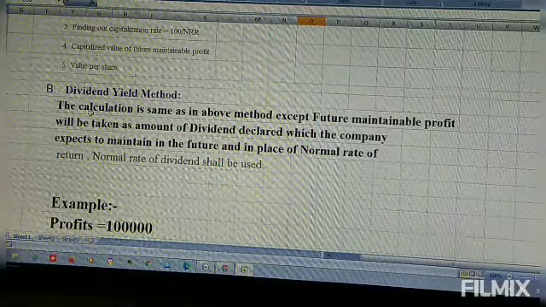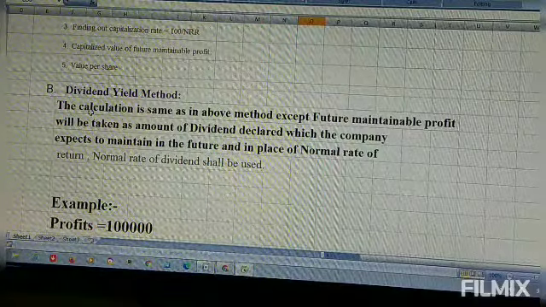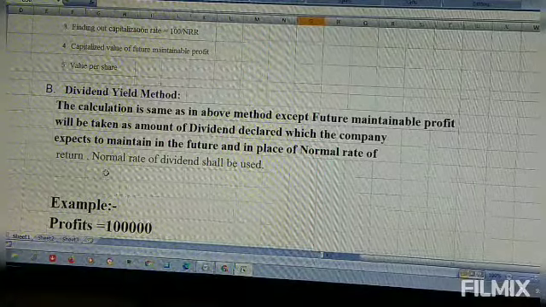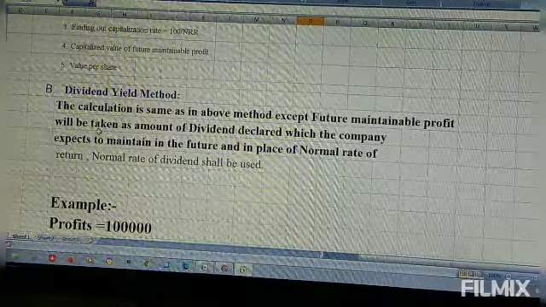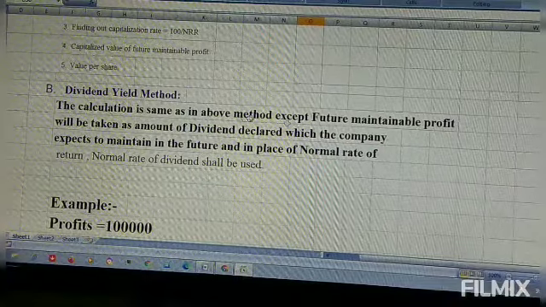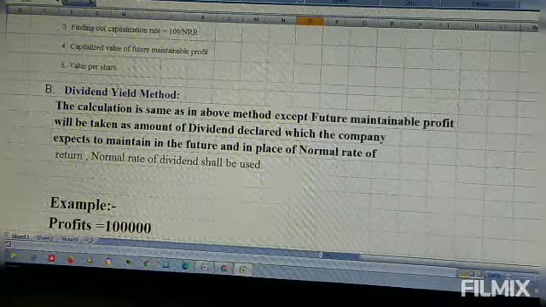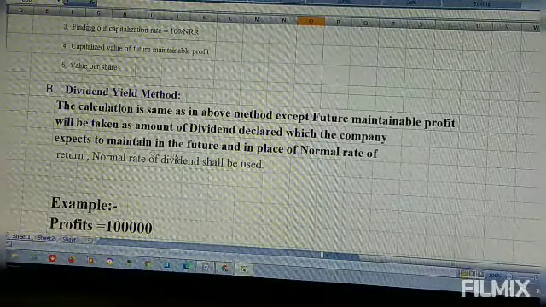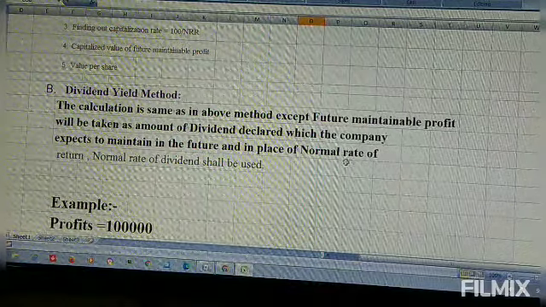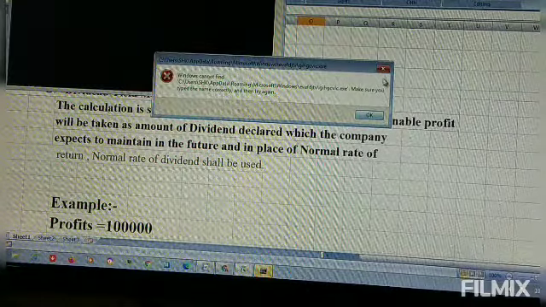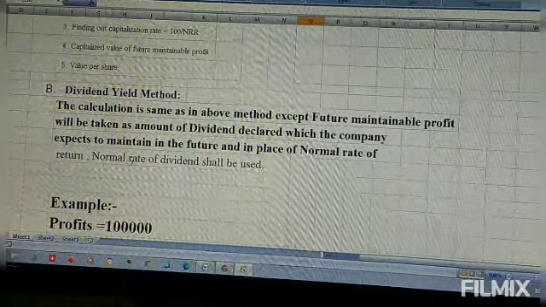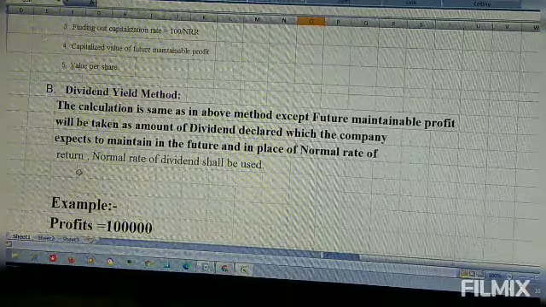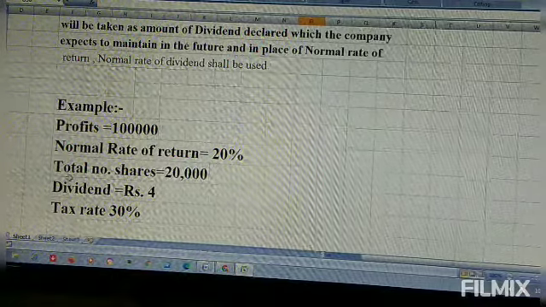Using that we have to capitalize. So we have to find out the share value of the business. That is called the dividend yield method. So let us see. The calculation is the same as in the above method, except the future maintainable profit will be taken as the amount of dividend declared, which the company expects to maintain in future, and in place of the normal rate of return, the normal rate of dividend should be used here. Instead of the normal rate of return, the only thing we have to do is use the normal rate of dividend.